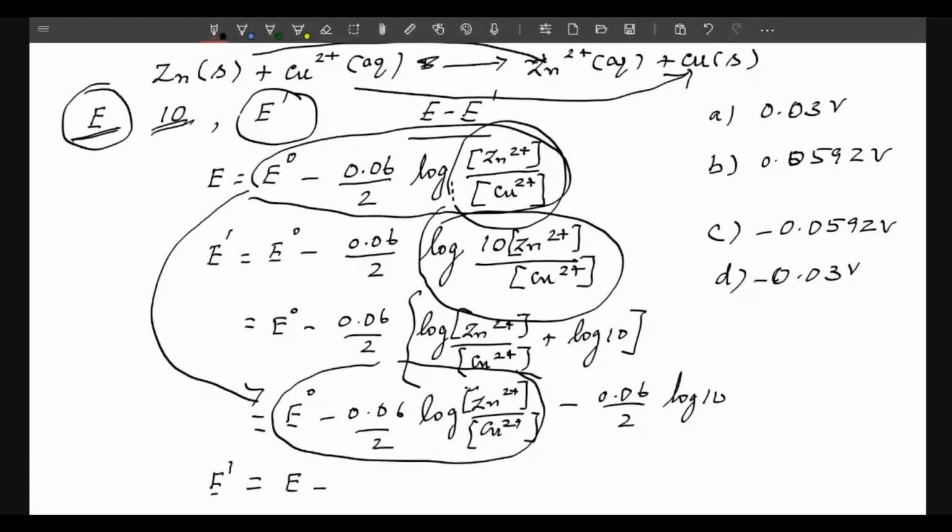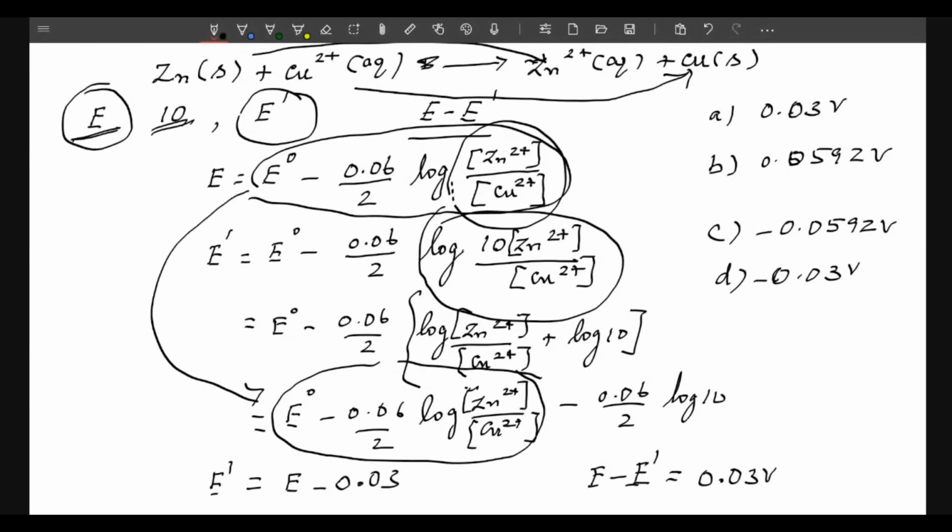Now here you have to put the value 0.03 into log 10. Log 10 is 1, so it is 0.03. What is asked? E minus E prime is asked. Therefore, you have to rearrange this. E minus E prime is equal to 0.03 volt.